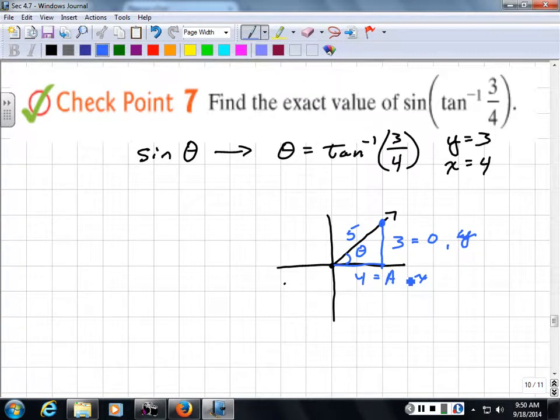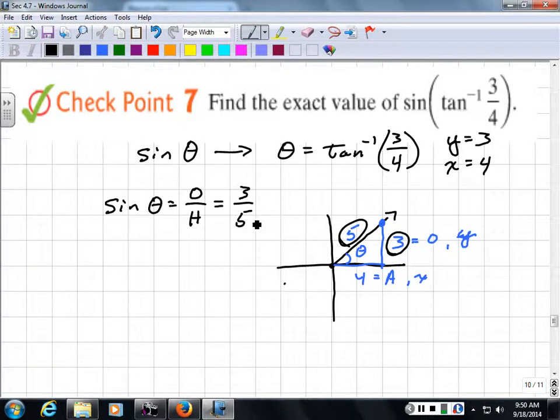The sine of theta is what? The sine of theta is equal to opposite over hypotenuse. So in this case, opposite is 3, hypotenuse is 5, and I'm done. That's how easy these things are. You don't need a calculator. In fact, it took me probably less time to do it in my head than it would take me to punch all of that into a calculator.